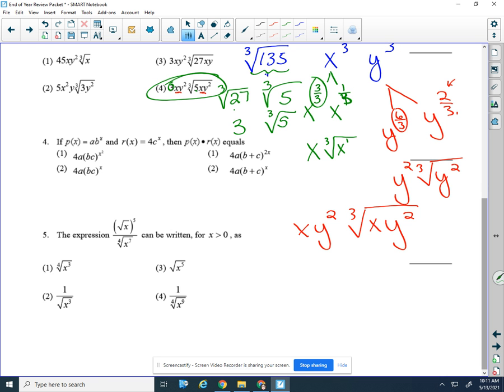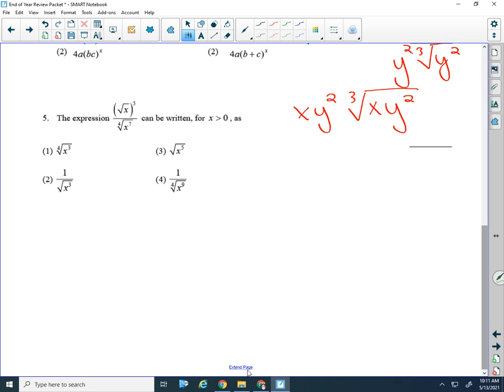Number 5. The expression square root of x to the 5th over fourth root of x to the 7 can be written for x is greater than 0 as, remember this part right here? That just means the denominator can't be equal to 0. So for your purposes, ignore it. We are going to simplify this crazy expression.